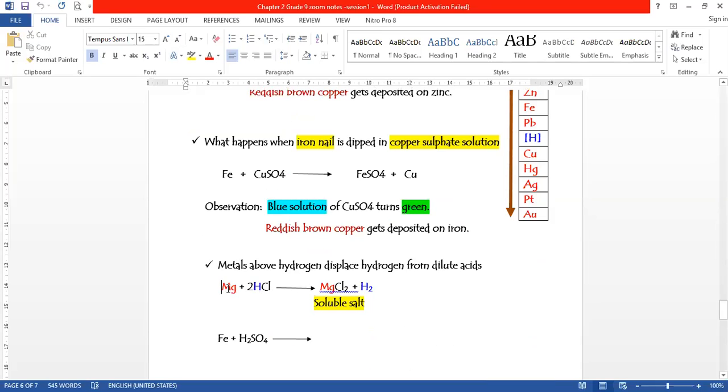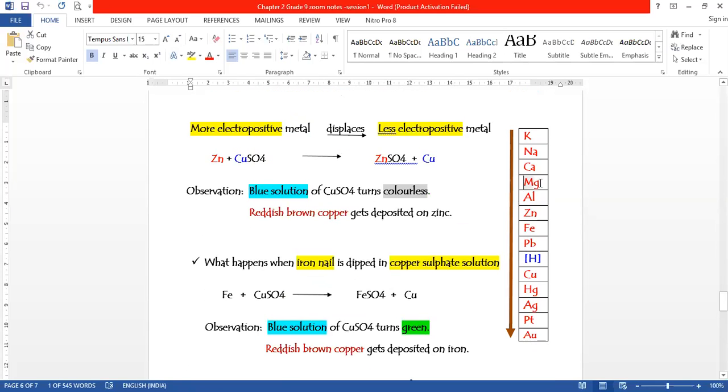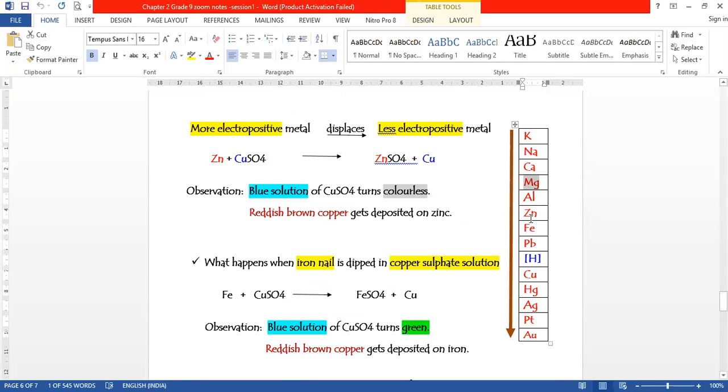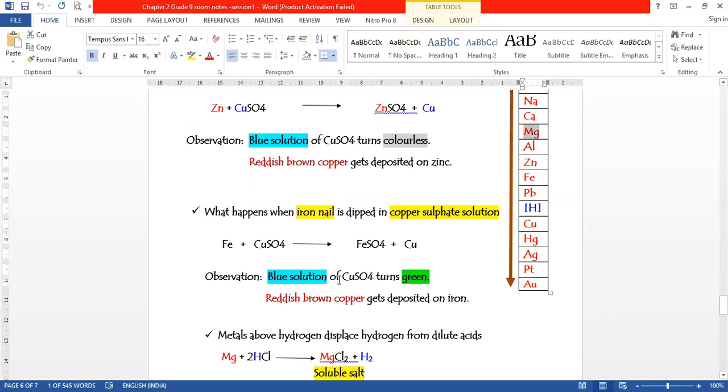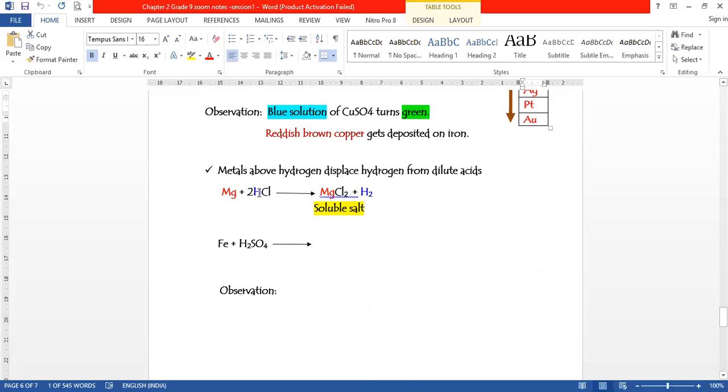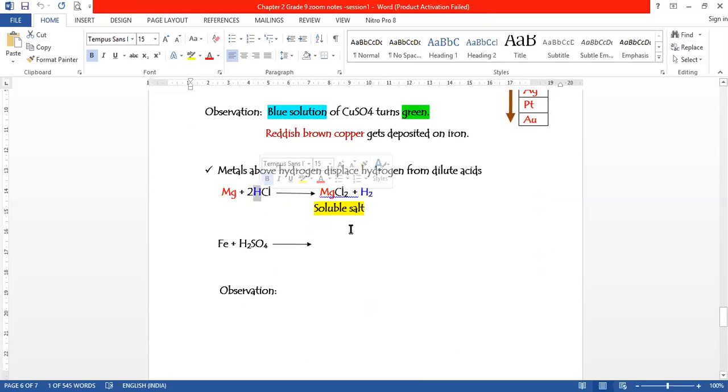So you can take the first example, that is Mg. You can see the position of Mg is over here in the reactivity series, which is obviously way higher than hydrogen. So Mg can go and displace hydrogen from HCl. Mg takes hydrogen's place, forms MgCl2, and hydrogen gas evolves. So if I change the metals and the acid, the type of reaction remains the same.